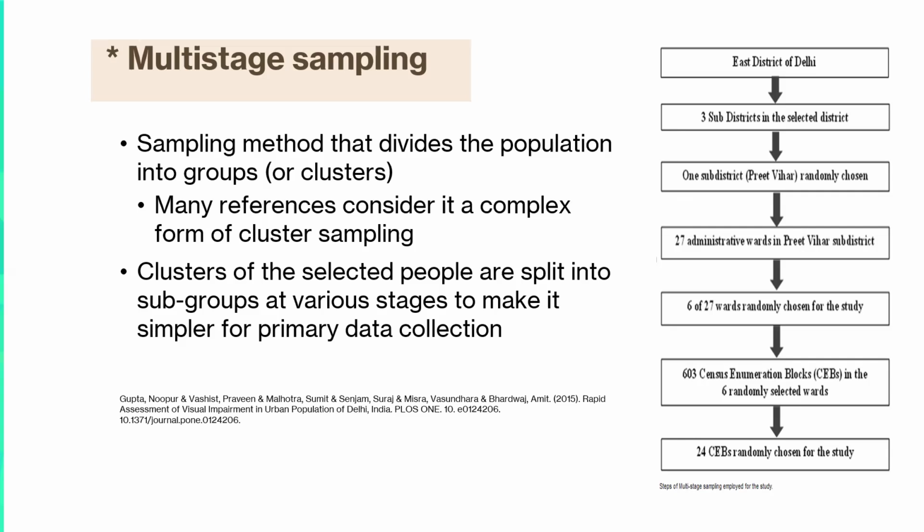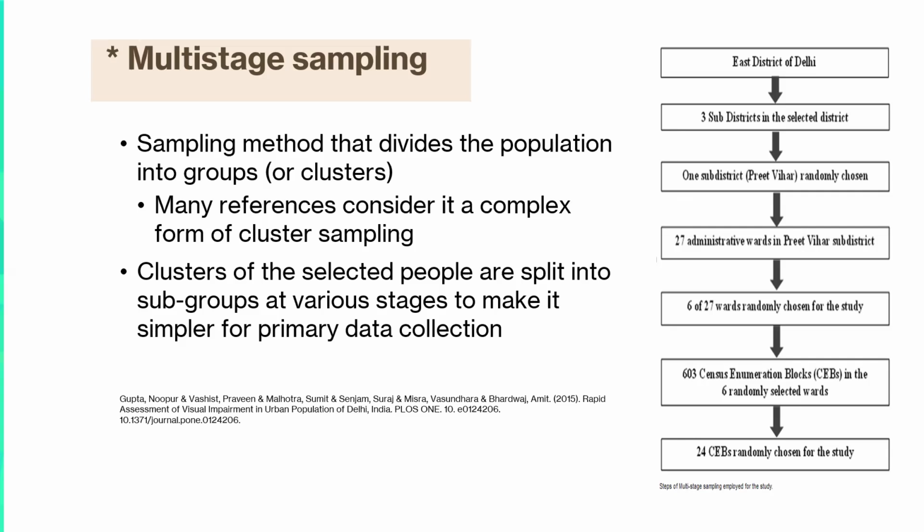So how did they sample? They identified it as a multi-stage cluster sampling. So they chose to study the East District of Delhi. In that selected district, there are 3 sub-districts. So out of those, pipili sila ng isa. So one sub-district, that of Prit Vihar, was randomly chosen. Now, inside Prit Vihar, there are 27 administrative wards. So out of those 27, they chose six, randomly chosen for the study.